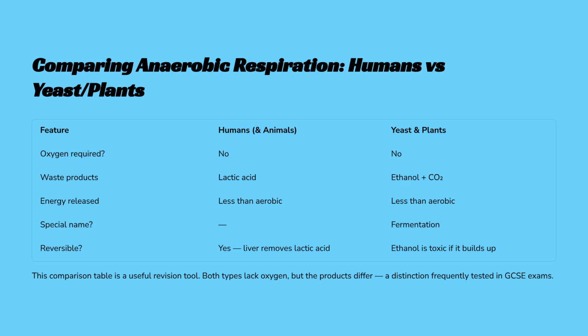This table compares anaerobic respiration in humans versus yeast and plants. Both processes do not require oxygen. Humans produce lactic acid, which is reversible, while yeast and plants produce ethanol and carbon dioxide, which is toxic if it builds up.